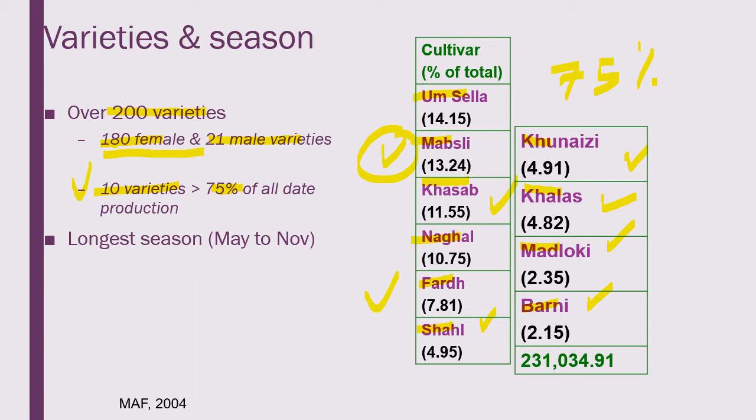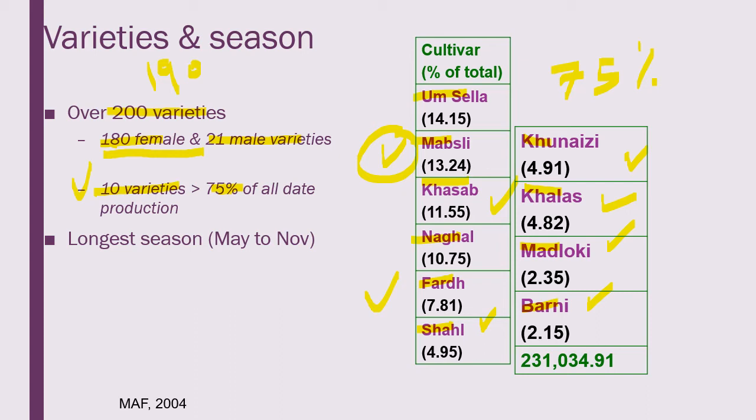But we still have a lot of them. We have 200, and we are only using about 10. We are not using 190 varieties. We are only using about 10% as gross production.